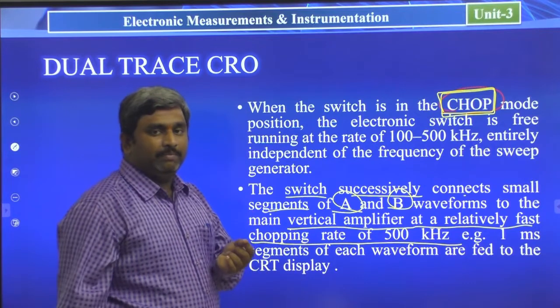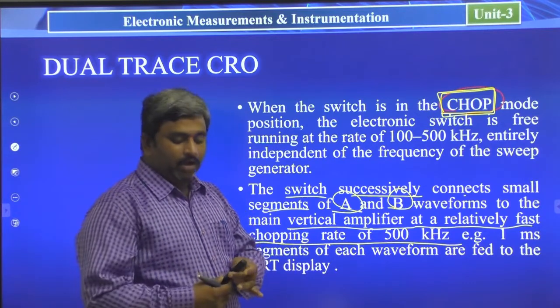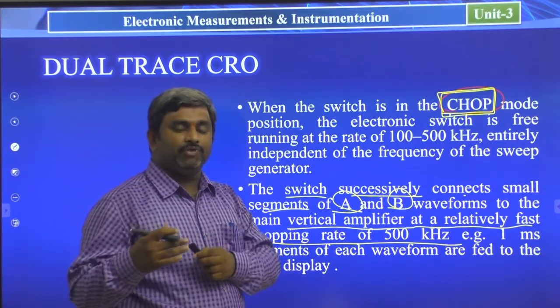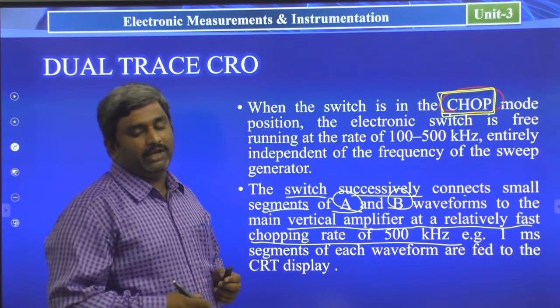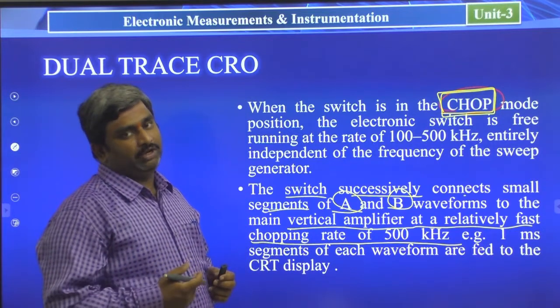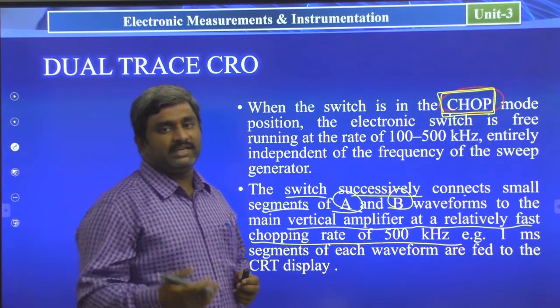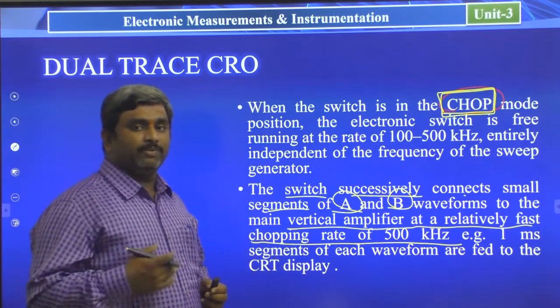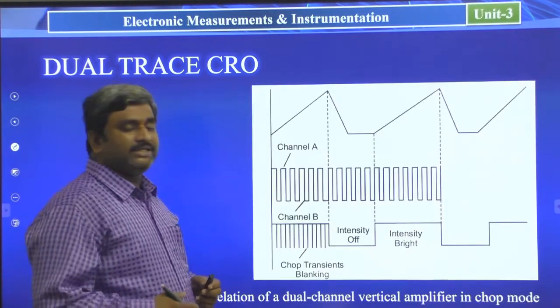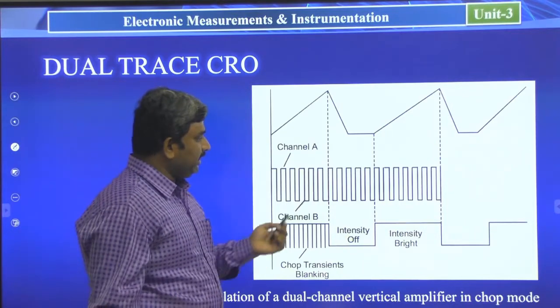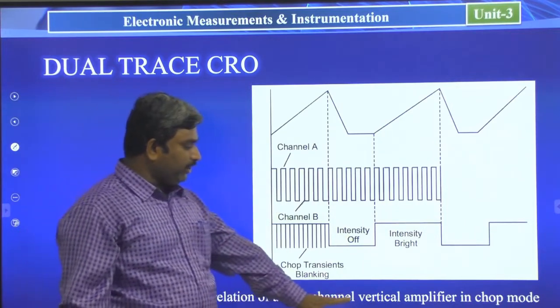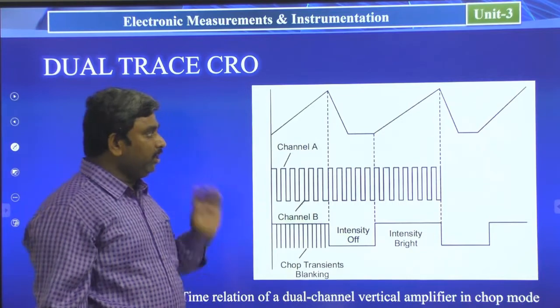That means 1 millisecond of time period only connects channel A information. The second millisecond is channel B. The third millisecond is channel A again. Next, the fourth millisecond is channel B information. So see here the time relation of the dual channel vertical amplifier in the chop mode.